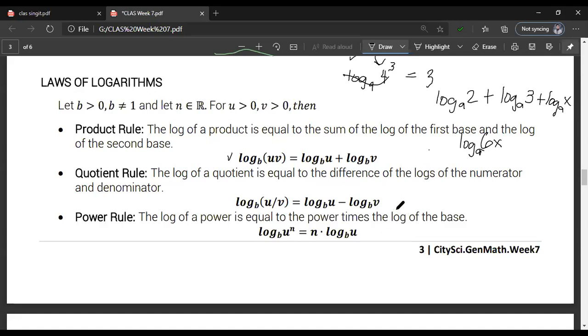Next, we have quotient rule. The logarithm of the quotient is equal to the difference of two logarithms. Ayan. So, dito po class, meron tayong logarithm of u over v with the base b is equal to the logarithm of u with the base b minus logarithm of v with the base b. Para siyang class yung sa exponent natin nakaraan, di ba? Kapag addition, multiplication. Kapag division, subtraction. Sige. Example.